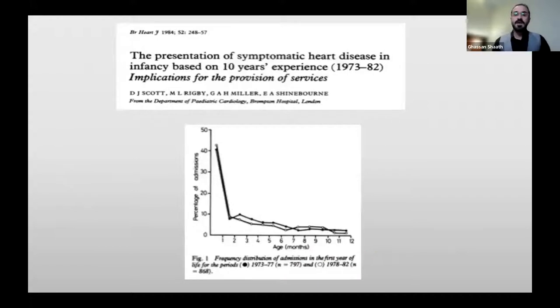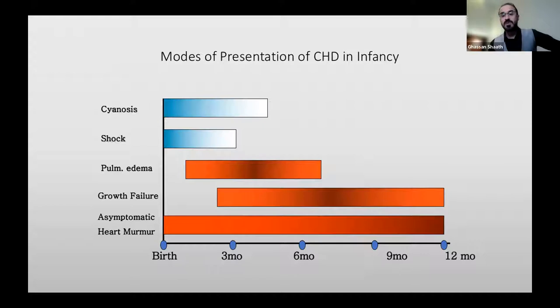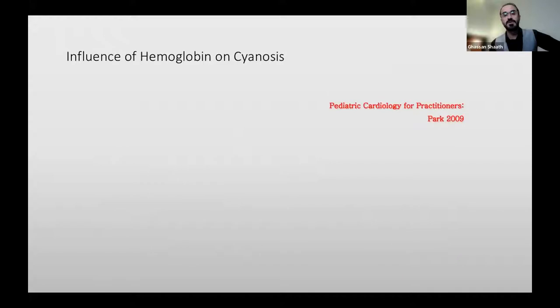Now, the presentation varies, and as this old study from the last century showed, the most important presentation, and the one that requires intervention, is in the first 1 to 2 months of life. The mode of presentation in congenital heart disease varies from an asymptomatic heart murmur, which is the case in most, to growth failure that appears later on, and pulmonary edema as well, which also happens after the first 2 months of life. We'll see why. Shock and cyanosis are the main presenting features that may endanger the baby's life during the first few weeks of life.